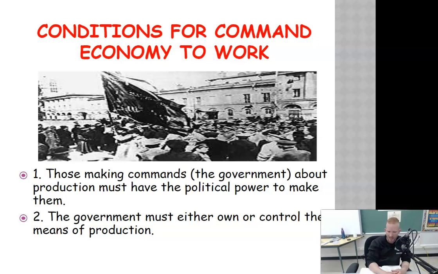Those making commands, the government, about production must have the political power to make them. Basically, that means in order for a communist type economy to work, the government has to have a lot of power and support. The government must either own or control the means of production, which means they own the factories, or at least control the factories where the products are being built.